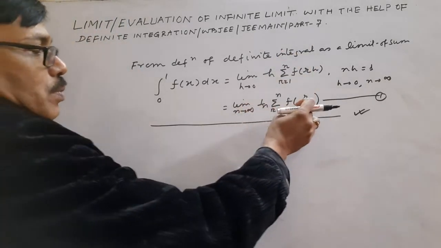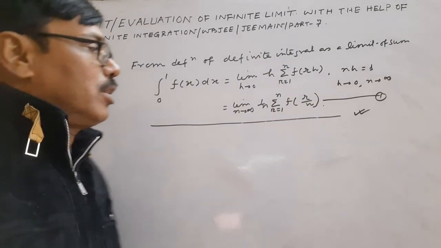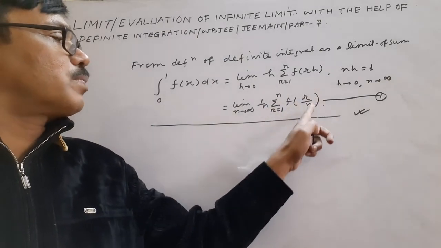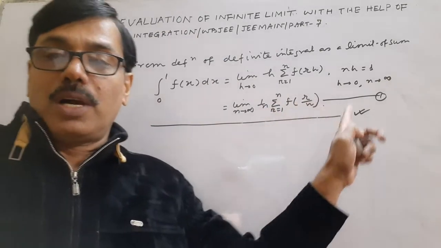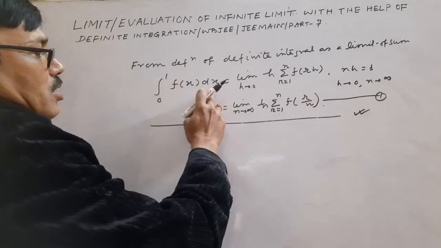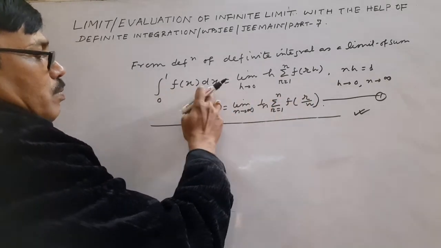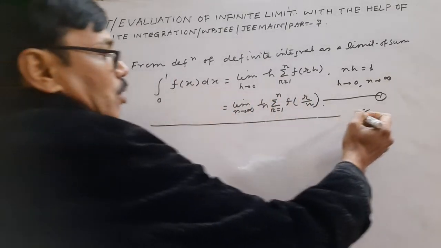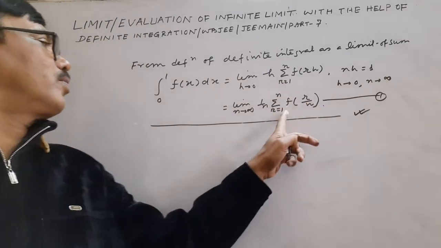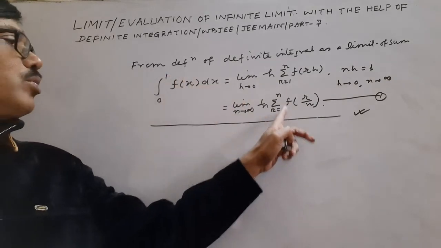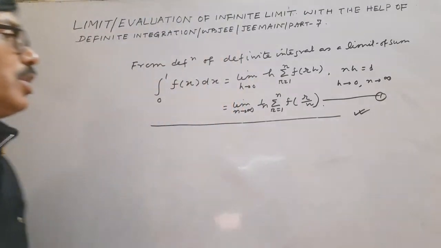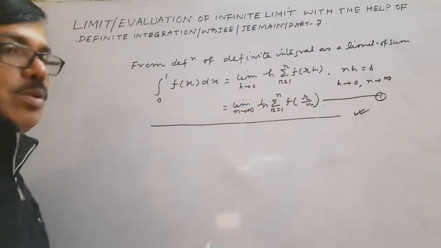So we want to express the limit in this form. After summation, we want to express it as a function of r by n. Then the formula is the integral from 0 to 1 of f(x) dx, where r by n is replaced by x. So this is our working tool. Now if it is 1 to 2n, then the limit will be 0 to 2. If 1 to 3n, the limit will be 0 to 3, and so on. So this is our working tool.